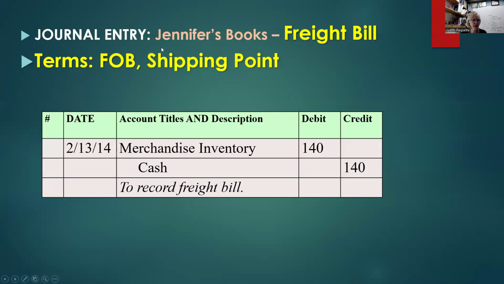So that's another transaction. Here's the freight bill. It's $140. Again, that goes to inventory. That is one of the charges for inventory. So the inventory didn't just cost $1,400, it cost $1,400 plus $140. Debit merchandise inventory, credit cash.